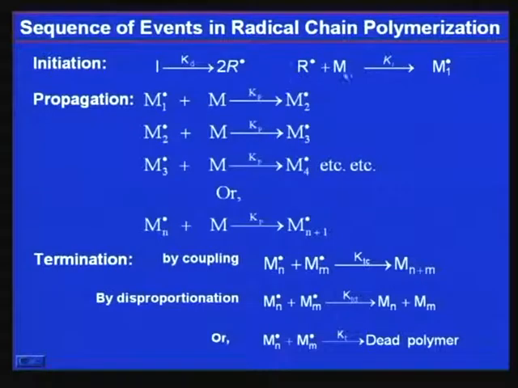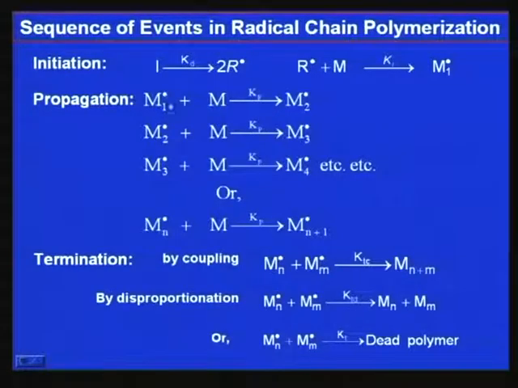Initiated radical initiates a monomer to form a monomer radical. So, this step is known as the initiation step. This is the initiator decomposition step and this is the initiation step, and both the decomposition and initiation are included in this initiation step. Then propagation of the initiated monomer radical to an intermediate growing chain radical.